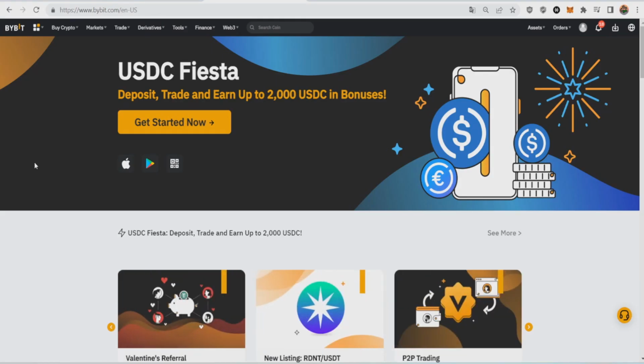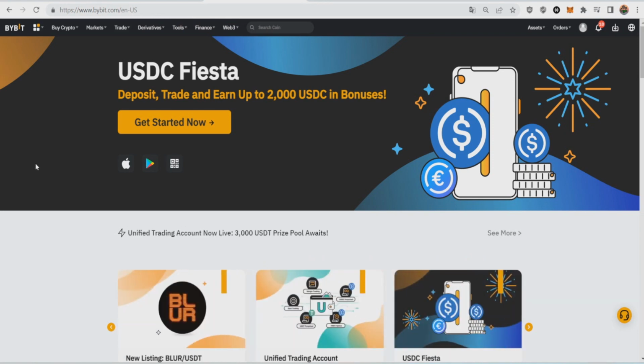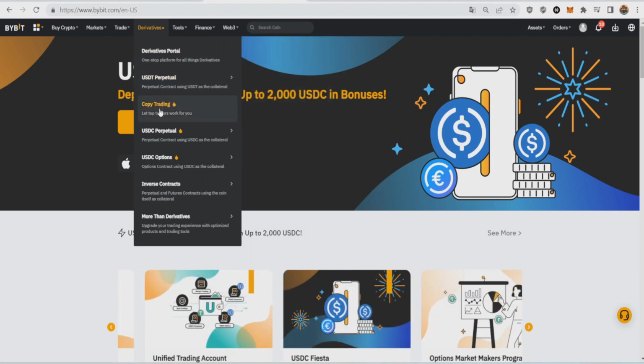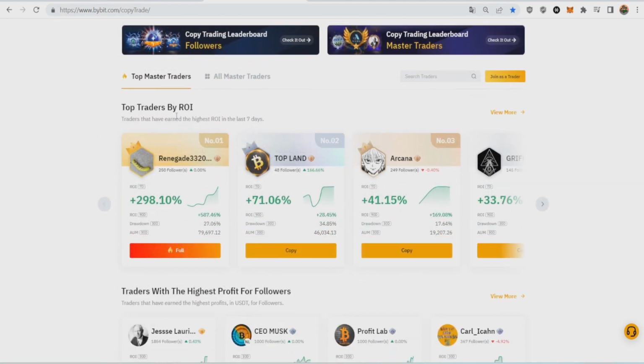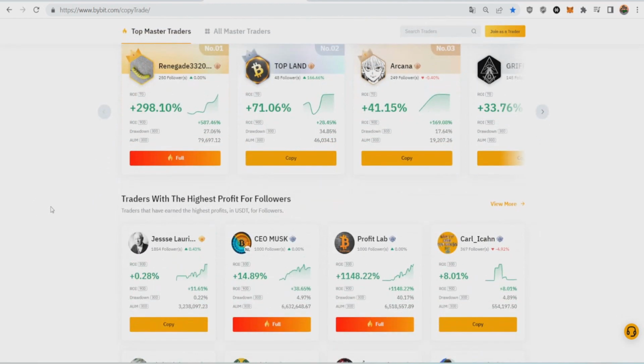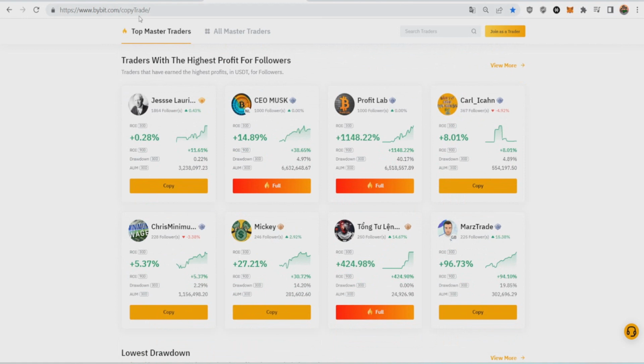After you made an account and deposited money on it, it's really easy. All you gotta do is, from the Bybit homepage, go to the top to Derivatives and click on Copy Trading. When you're at copy trading, you don't want the traders with top return on investment, because they're most likely lucky, did 1-2 good trades, and most likely will liquidate you. So you click down to traders with the highest profit for followers and then you click on view more.